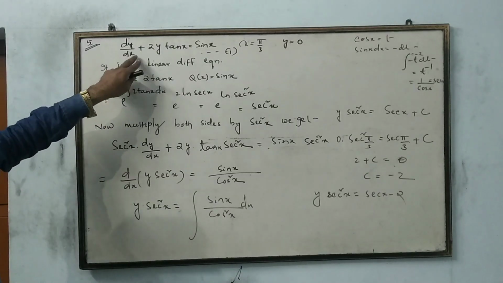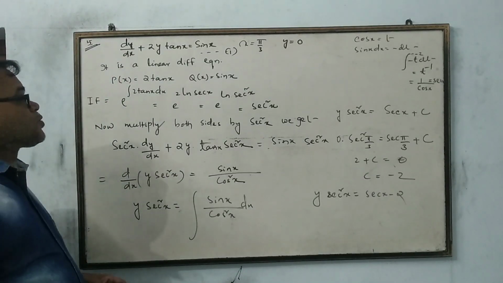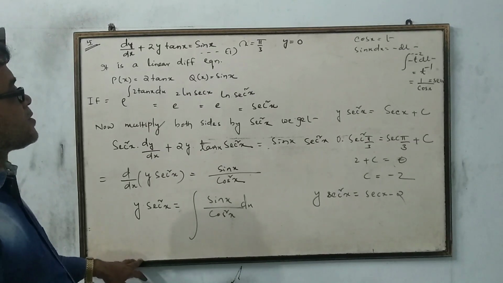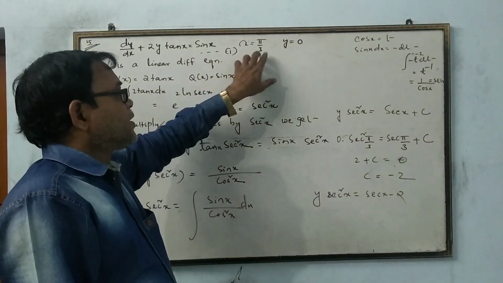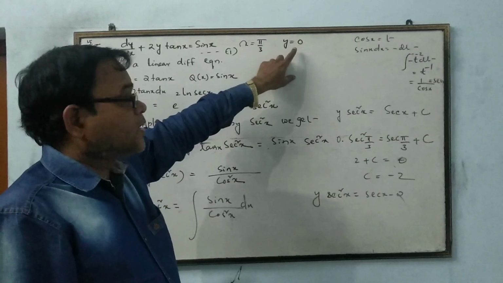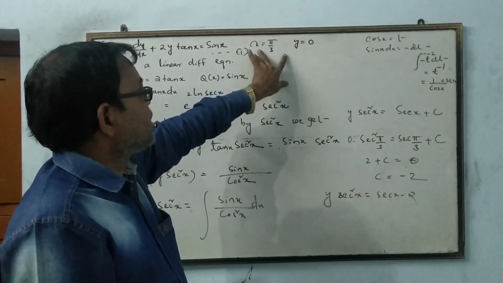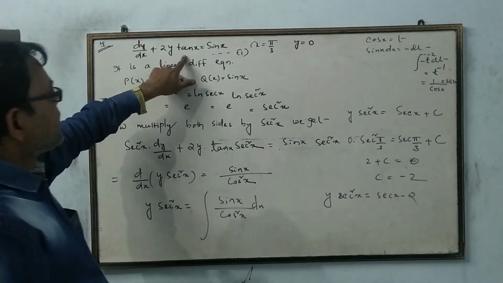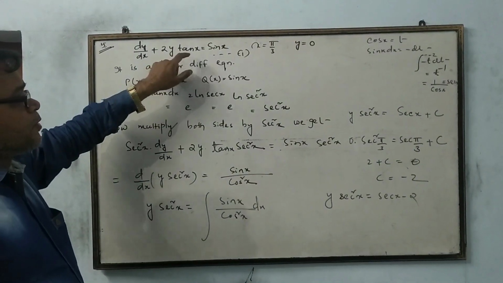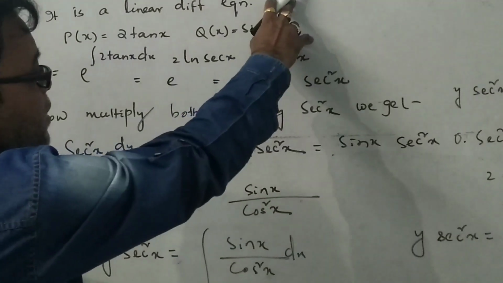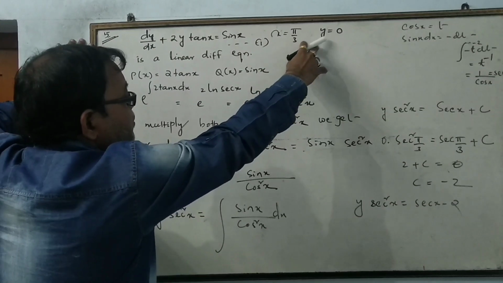Next question, students. dy/dx + 2 tan x y = sin x. When x = π/3, y = 0. We know that this question is from particular solution. So this is a differential equation. I have to find out the particular solution on the given boundary condition x = π/3 and y = 0.